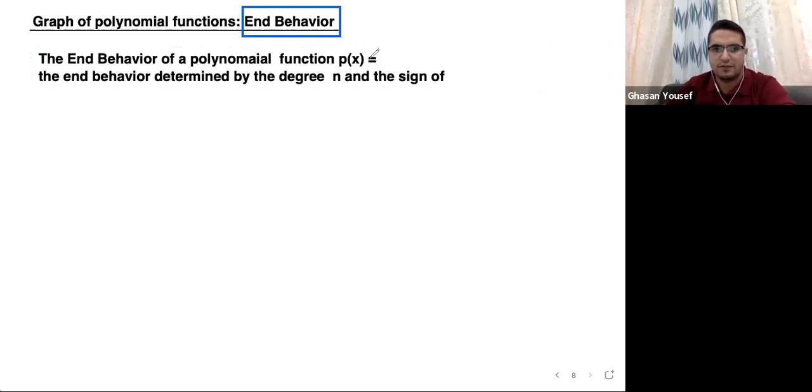So my polynomial function looks like b of x equal an x to the power n plus an minus 1 x to the power n minus 1 plus and so on, plus a1 x plus a0. So the end behavior is always determined by the degree n, if it's even or odd, and the sign of an.